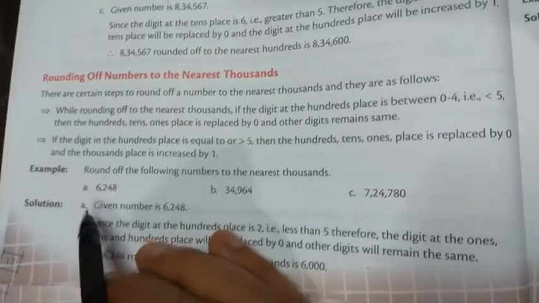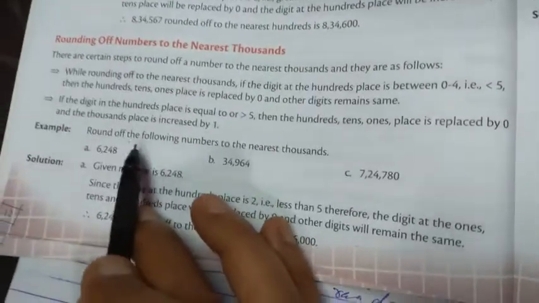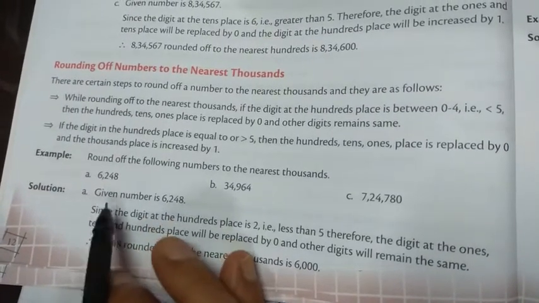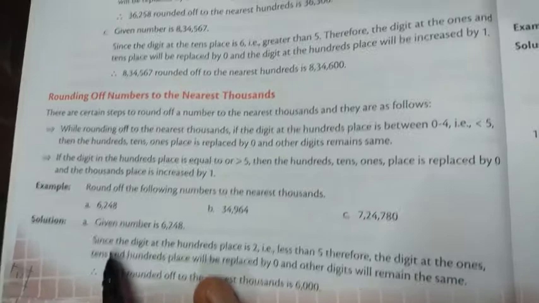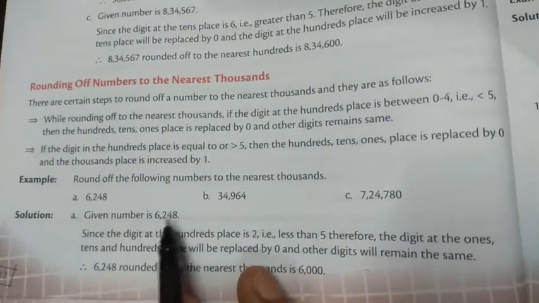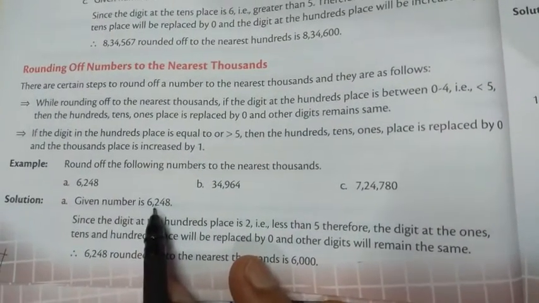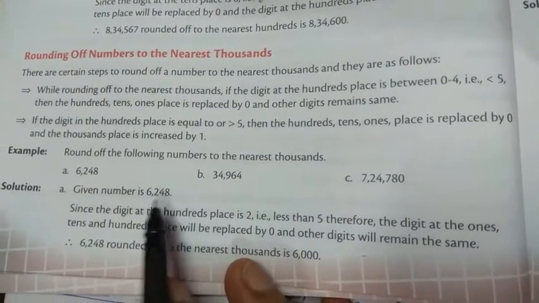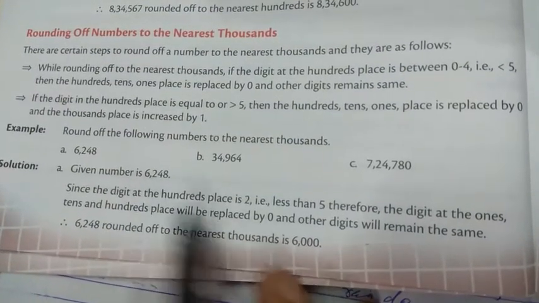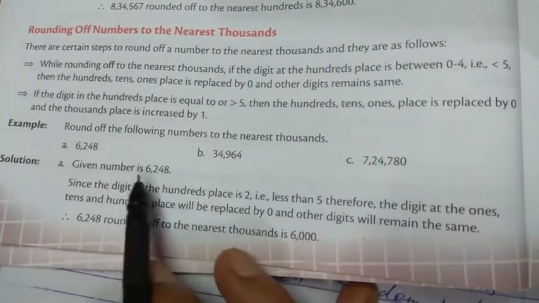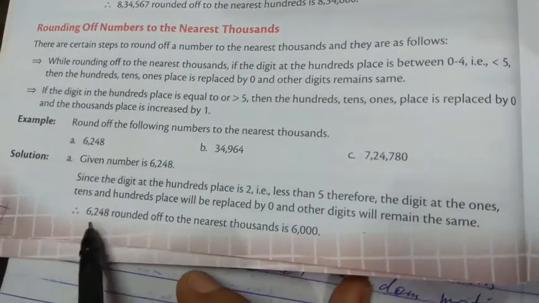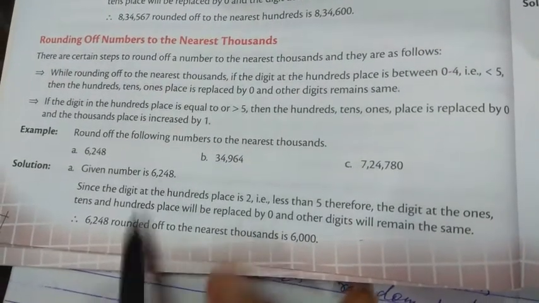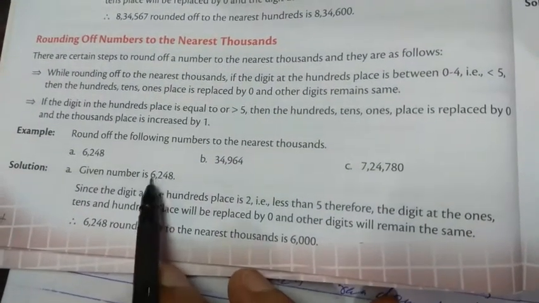See here, for example, round off the following numbers to the nearest thousand. Number 1, 6,248 is the question. Since the digit at the hundred place is 2, that is less than 5, therefore, the digits at the ones, tens, and hundred place will be replaced by 0, and the other digit will remain the same. Therefore, the round off to the nearest thousand is 6,000. So, the nearest thousand is 6,000 only.